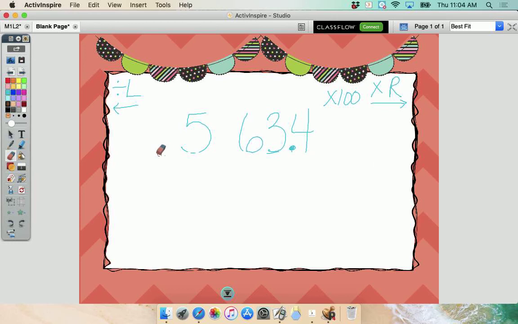Okay. So do you remember the decimal trick? So my answer for this problem is 563.4. We good? Yep. Okay, and then if I divide, got to get a little bit bigger eraser. If I divide by 100, let's divide this number by 100. 355. I want to divide by 100.